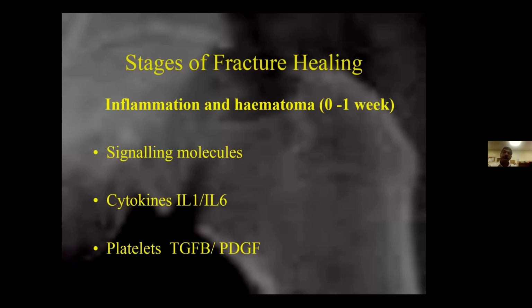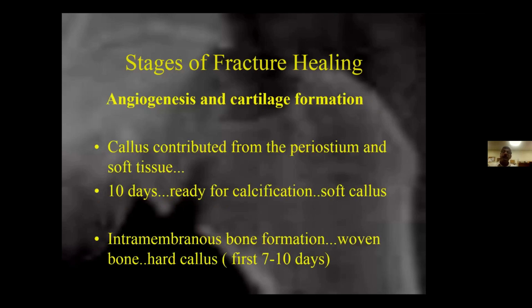and this enhances all the inflammatory response at this stage. Then go on to the second stage, which is the angiogenesis, which is the blood vessels coming in, and cartilage formation. And then say, at this stage, I do know that, remember we said the callus is contributed from the periosteum and the soft tissues. And at 10 days, remember this date, at 10 days, it's ready for calcification. So very early on after the inflammatory hematoma, everything is ready and you're ready for the calcification to happen.